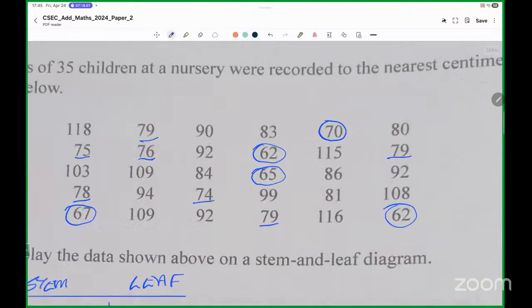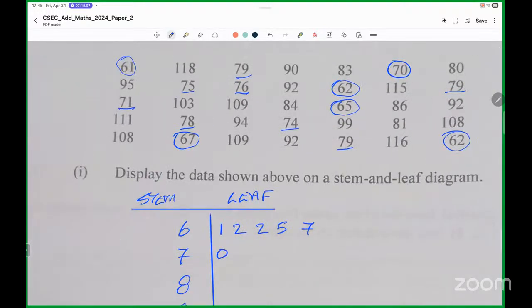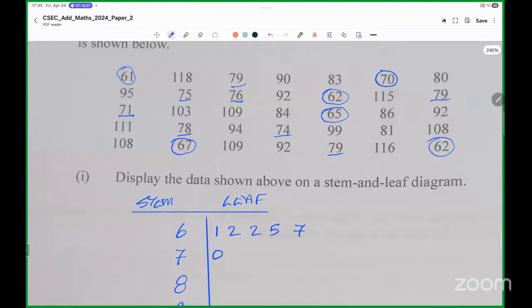70. So you put a 0 for the 70. The next lowest value is a 71, right here. So you put a 1 for the 71. The next lowest value is 74. So a 74 right here. So put a 4 for the 74. You have 75, that's a 75 right there. So put a 5 here for the 75. Then you have a 76. That's 6 for the 76.